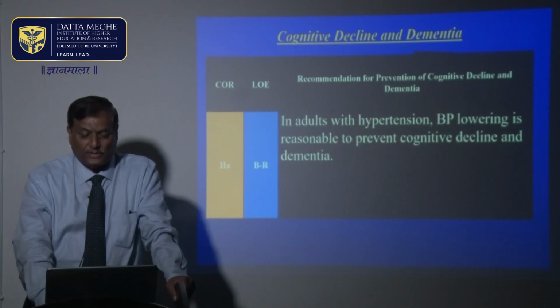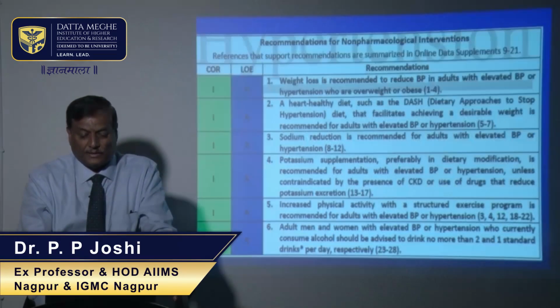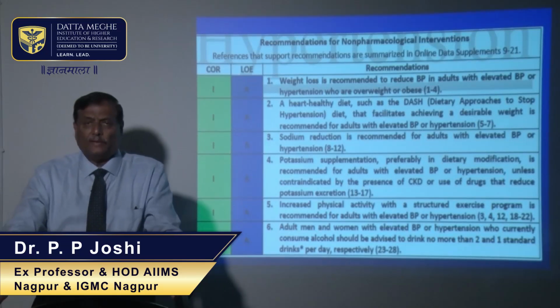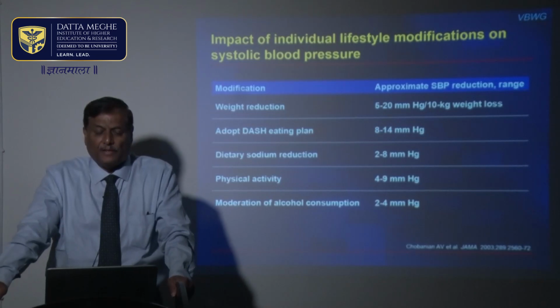I think we can skip this. Cognitive decline: blood pressure lowering is reasonable to prevent cognitive diminution. Now I will come to very important non-pharmacological interventions for treatment of hypertension.